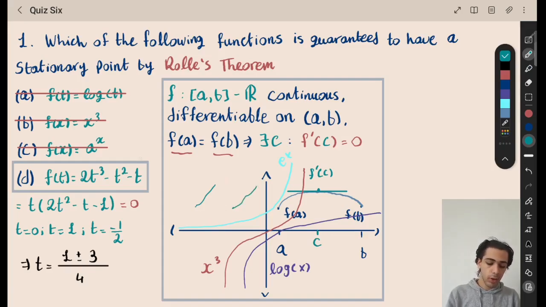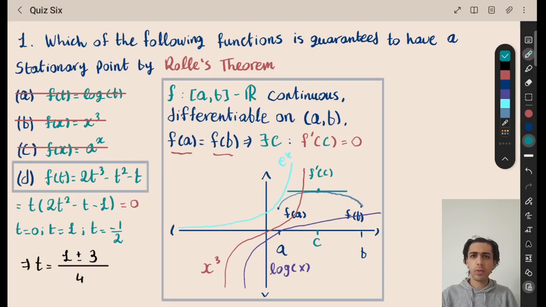Now, why is this function continuous? It's because it's an addition of continuous functions. So t is a continuous function, so is t squared, and so is t cubed. Well, twice of t cubed. So we can even apply the theorem here. Now, do we need to find the c at which the derivative is equal to 0? Well, not really. No, this is not the goal.